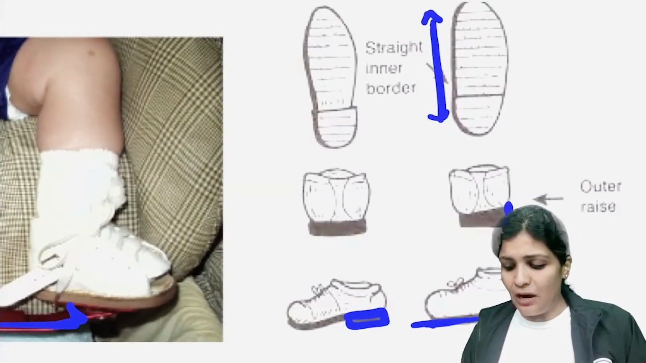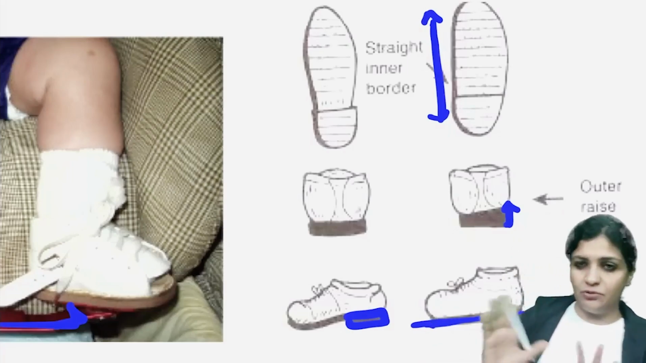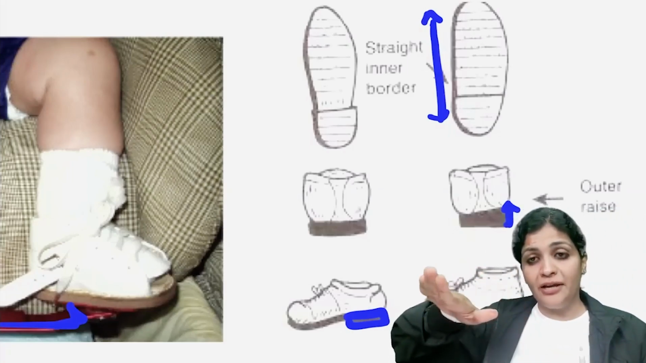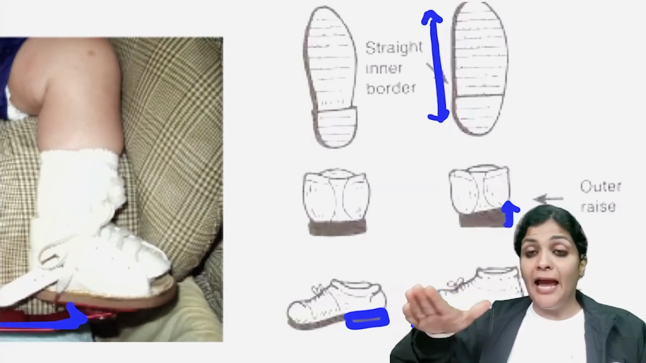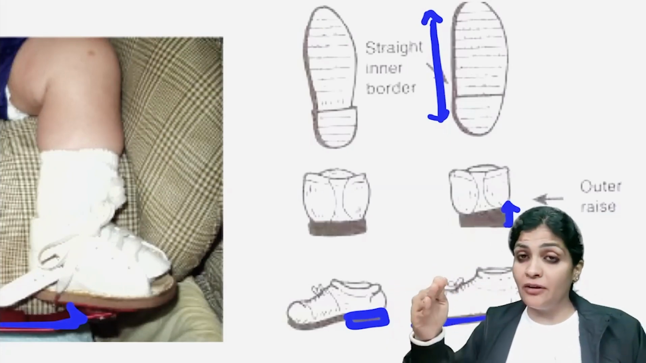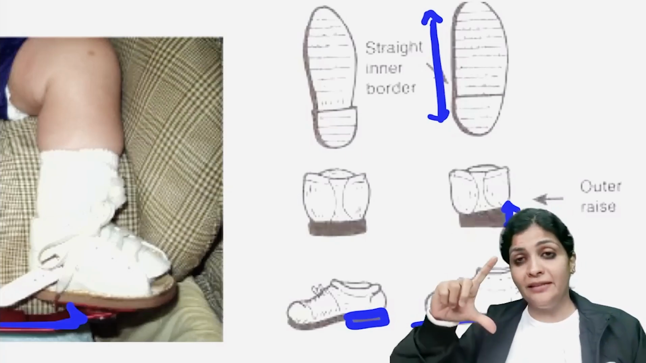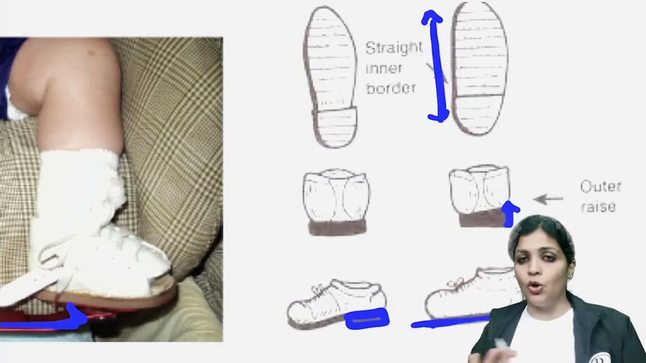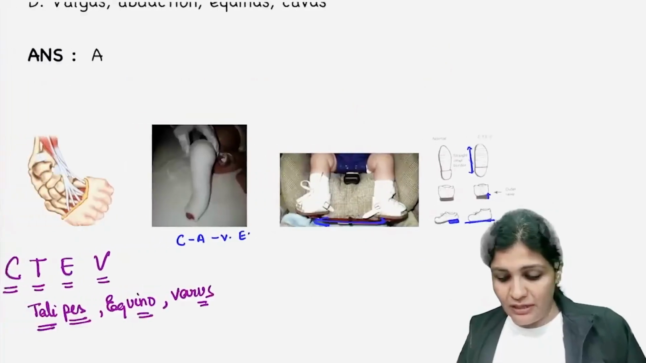A slight outer raise can be given, negligible, because again it should not go into adduction, right? So always you try to put the foot in abduction, and it should not go into varus. For that you make the inner border straight, with a little raise on the outer aspect, and no special heel. So this is the treatment.